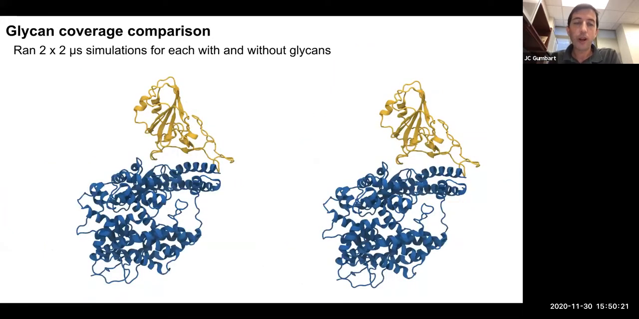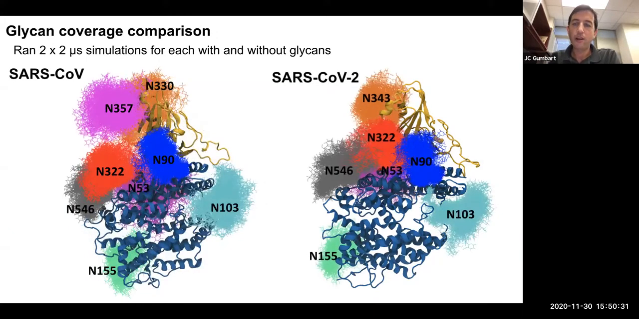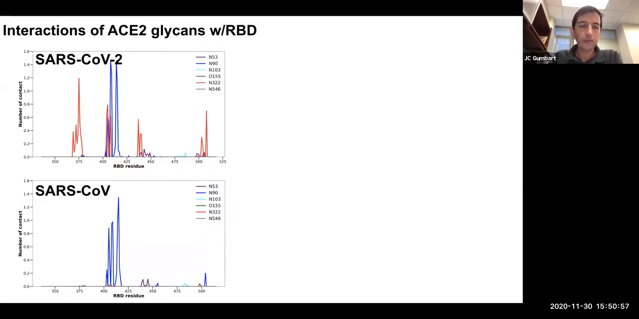Okay, so again, we ran simulations, a couple microseconds for each. You can see they start out looking similar, but when we look at the behavior of the glycans mapped out over the course of the simulation, we can start to see some differences. In particular, this one that was lost in SARS-CoV-2 is present in SARS-CoV-1 and is shifting some of the interactions with ACE2 glycans, or at least some of the behavior of the ACE2 glycans. So we quantified that. It looks something like this.